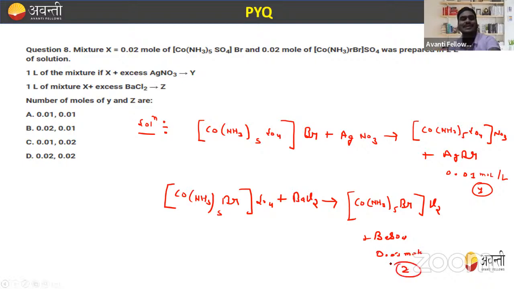So what are Y and Z here? Y and Z come out to be 0.01 and 0.01. So which option is correct? That is option A. Option A is absolutely correct for this question. I hope this is clear to you.